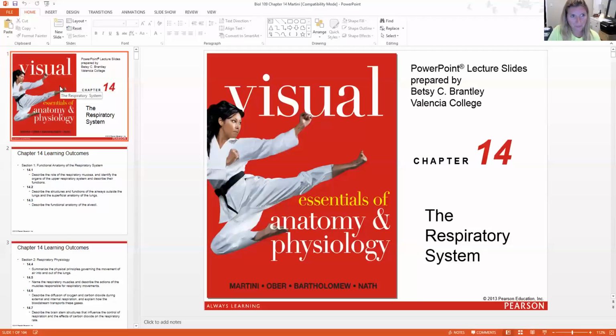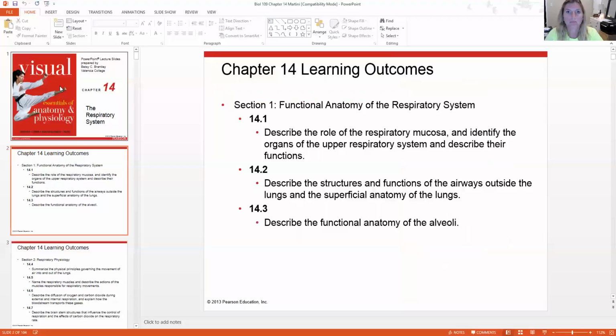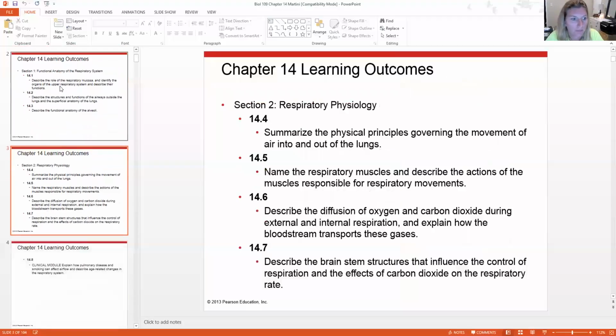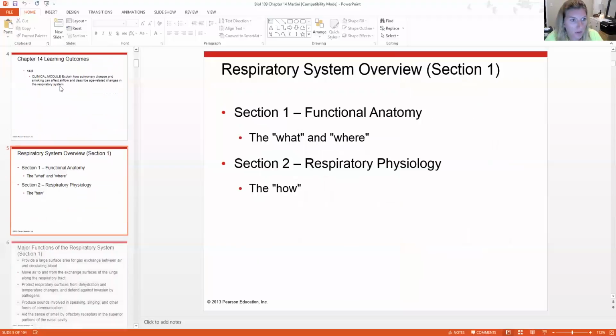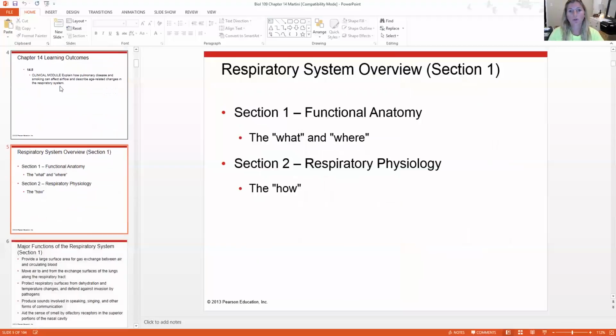Okay. So we're getting into the respiratory system, which again is very straightforward. There's a little bit of physiology involved, but it's pretty straightforward. These are learning outcomes. They're in your weekly folder or chapter folder already. Let's move into the different parts of the respiratory system chapter. We have functional anatomy and then respiratory physiology.